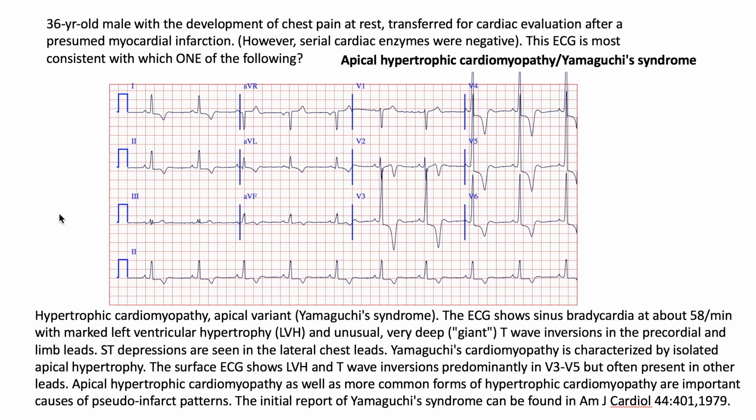A 36-year-old male with the development of chest pain at rest was transferred for cardiac evaluation after a presumed myocardial infarction. However, serial cardiac enzymes were negative. This ECG is most consistent with which one of the following? The answer: apical hypertrophic cardiomyopathy, or Yamaguchi syndrome.